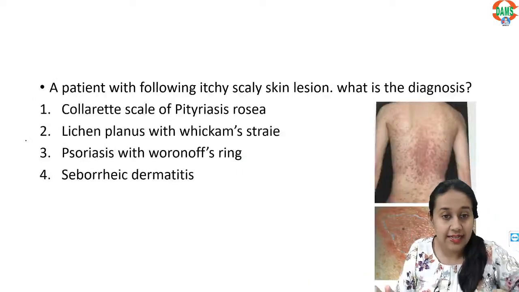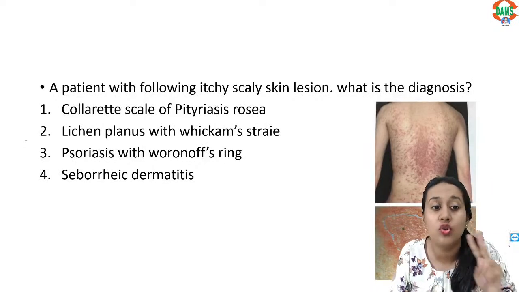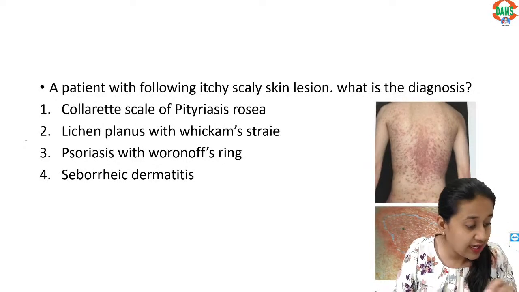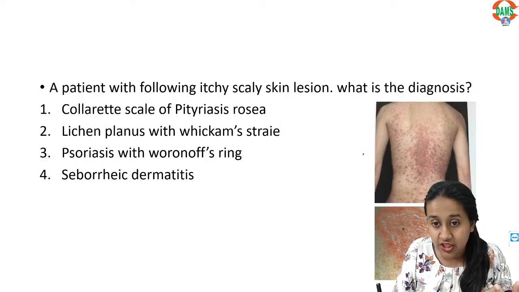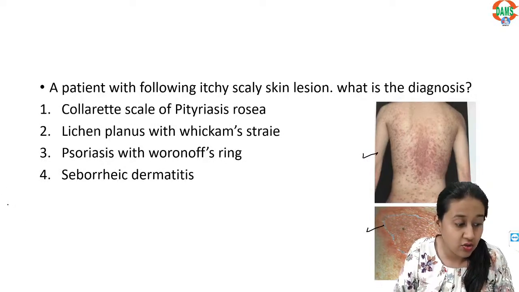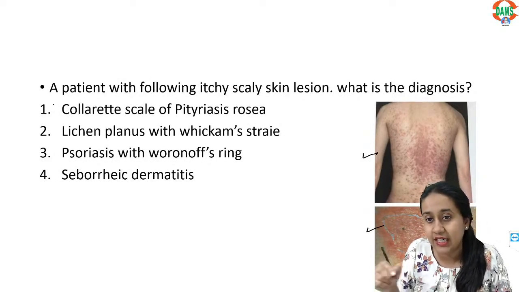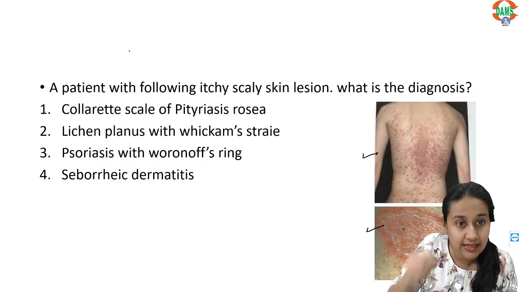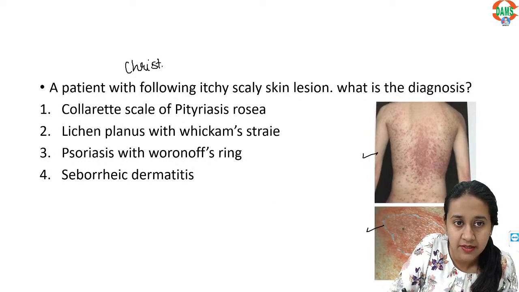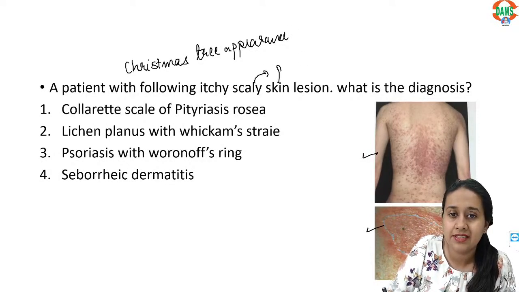The next one. Now again, in this particular question, I'm not very sure whether they have given you two images or not. So Kshitij and Tasleem, I just want you to tell me whether these images which I have attached here are correct or not. The question says that a patient with following itchy scaly lesions, which of the following is diagnosis? Now some students say that they have characteristically mentioned the Christmas tree appearance, and few students say that they have written that the scales are present on the periphery.